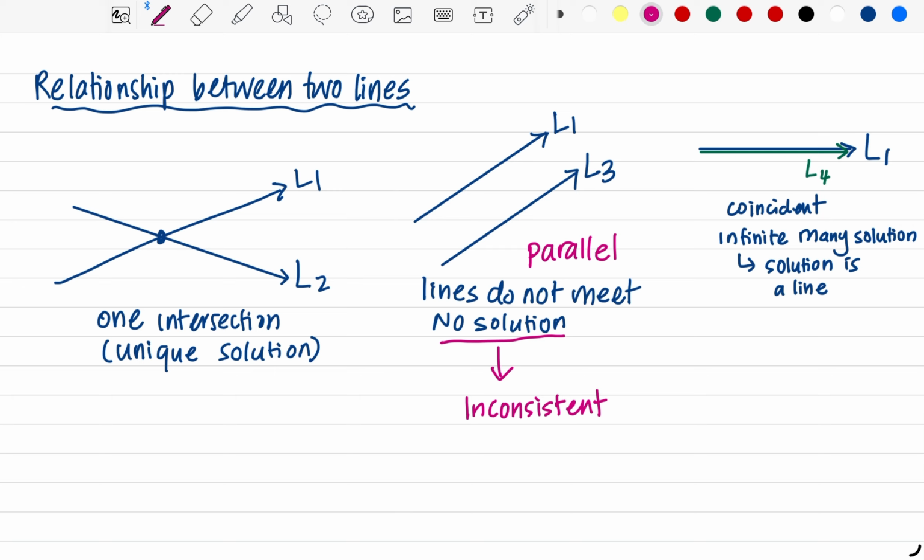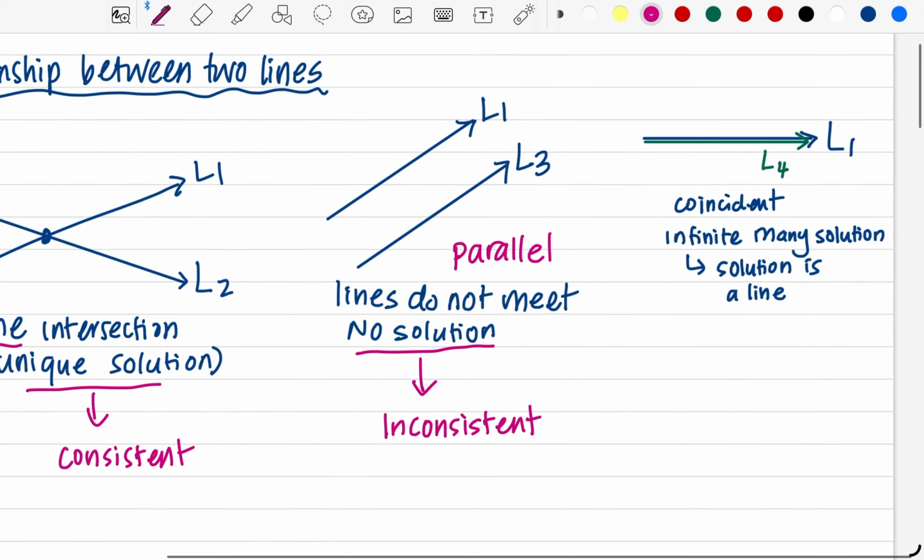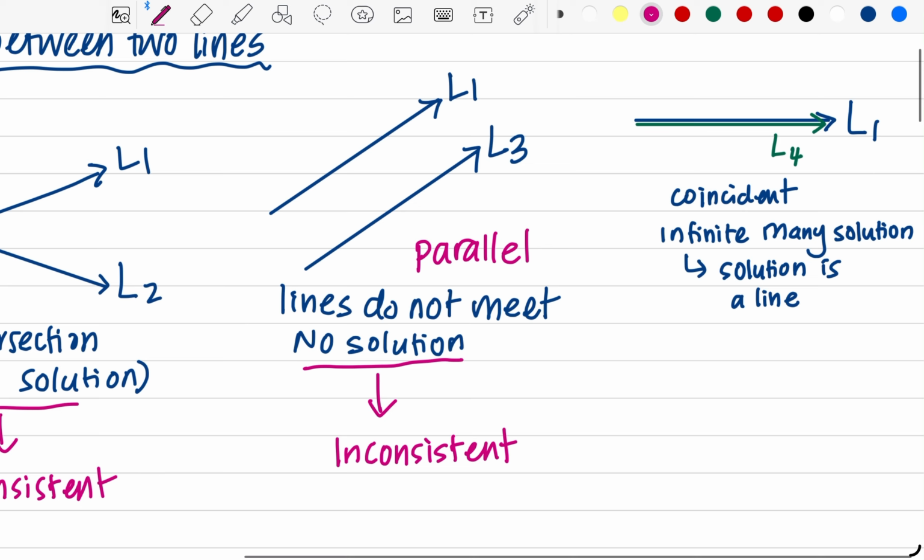Whereas for line 1 intersect line 2 at one point, so we have a unique solution, and the system here is consistent. The last case, because line 1 is coincident with line 4, we have solution, but the solution we have is not only a single point, we have infinite many solutions, and the system here is also consistent.